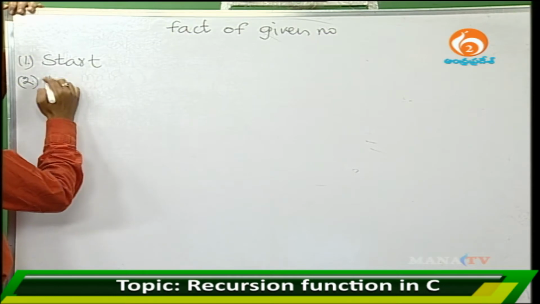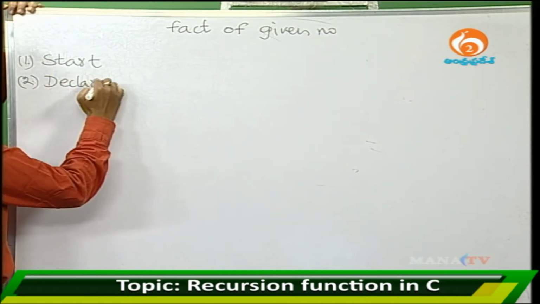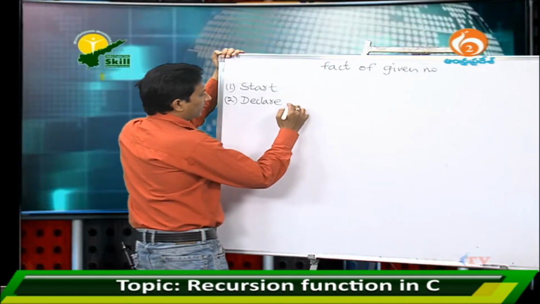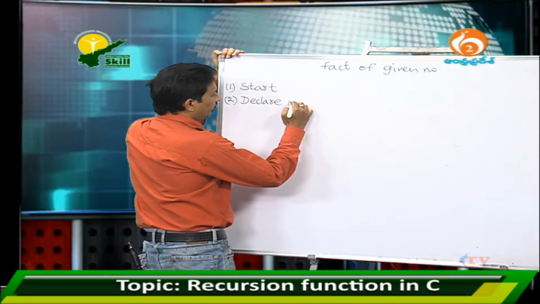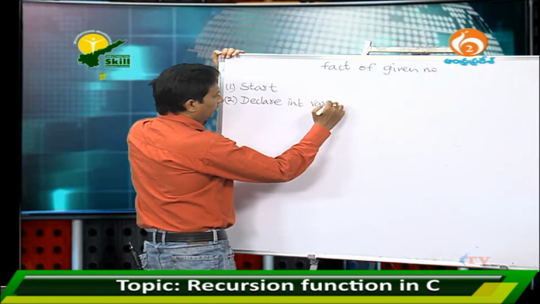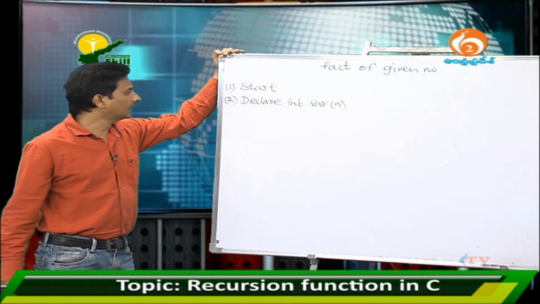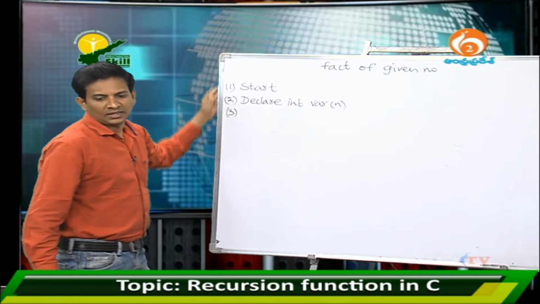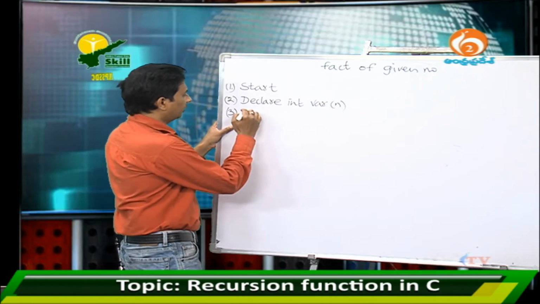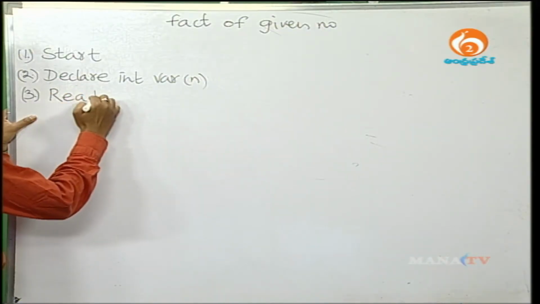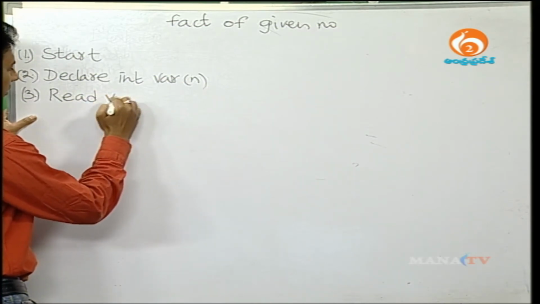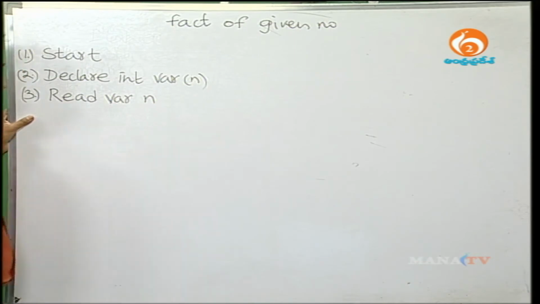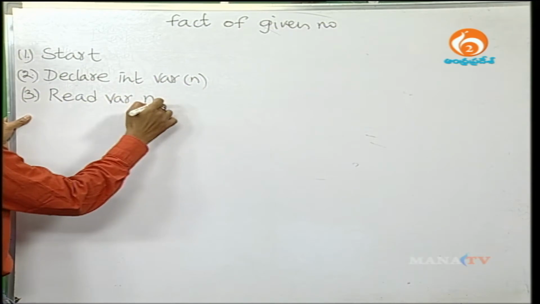Declare some variable. Second step: declare integer variable n. Next, read the n value and store it.